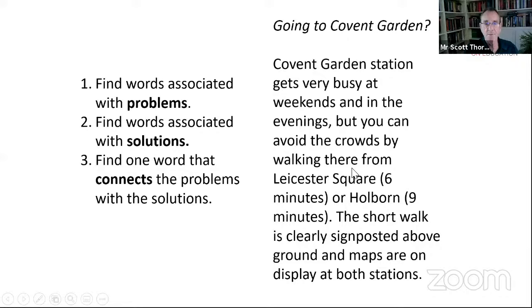Yeah, okay, avoid implies there's a problem, exactly. Crowds is a problem, especially nowadays. Crowds is a big problem. Okay, so what about words associated with solutions? Words which have a positive connotation. Short, exactly. Who wants a long walk? Short, clearly signposted, exactly. Avoid the crowds, exactly.